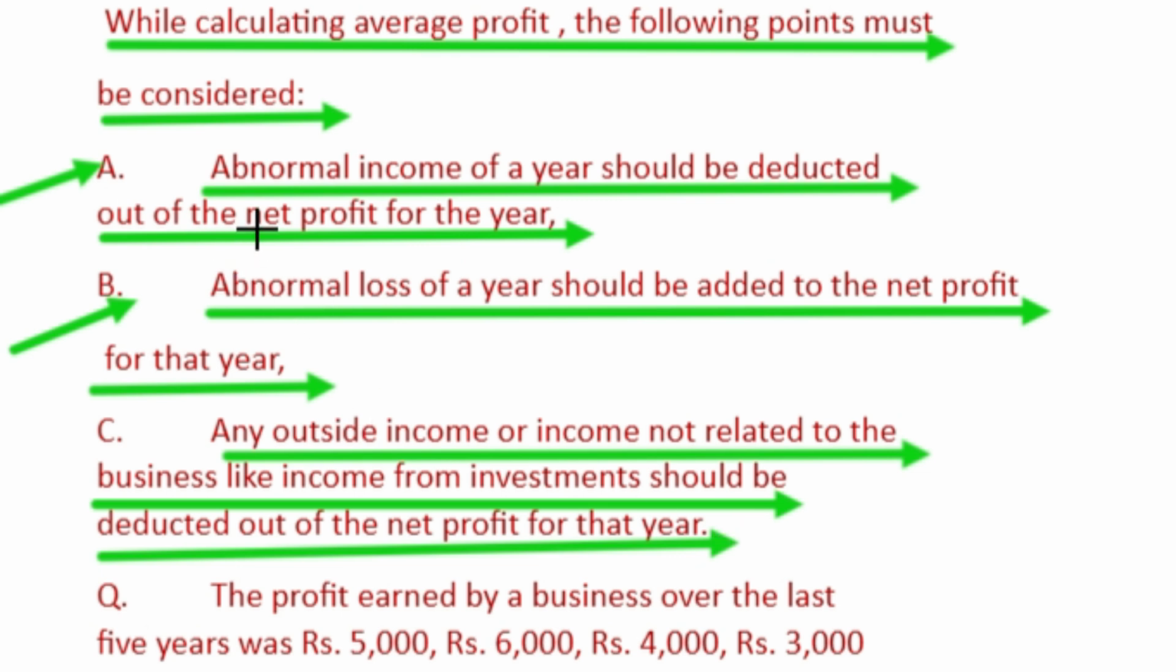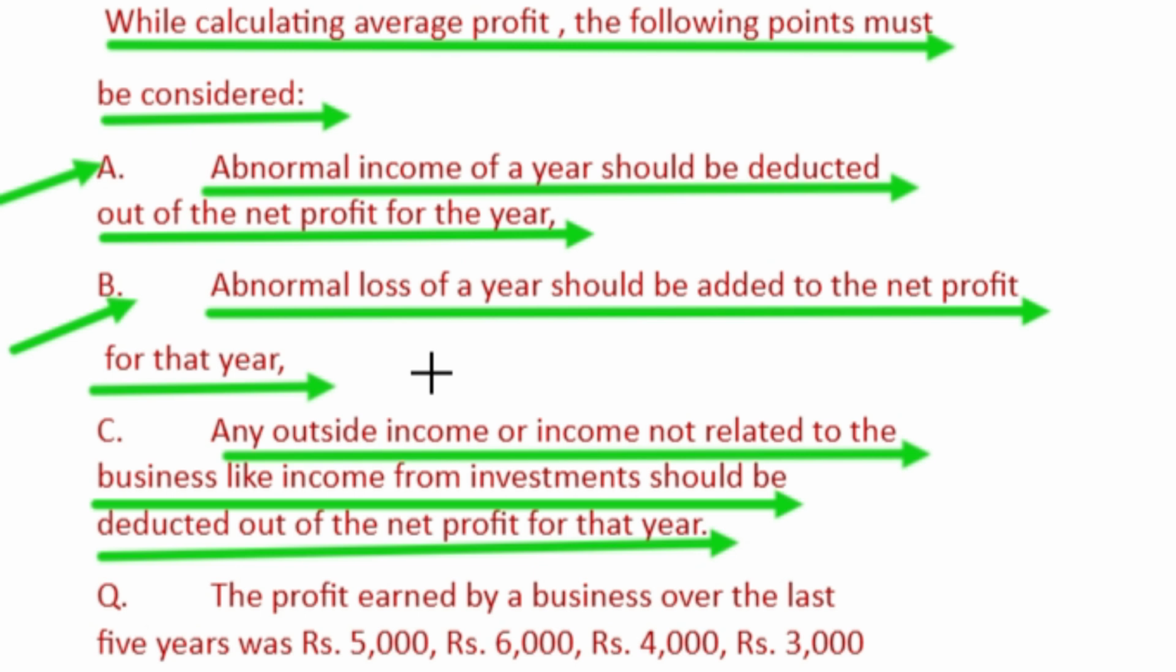Now abnormal income, like sale of fixed assets: profit arising, that is profit on sale of fixed asset, is abnormal income, and loss on sale of fixed asset is abnormal loss. Any outside income, that is dividend received, interest on investment received, these are outside income. If any of these amounts are included in the profit, they should be adjusted.